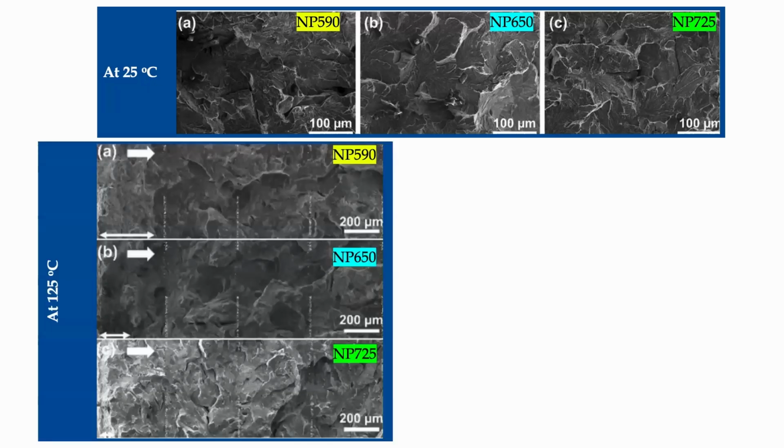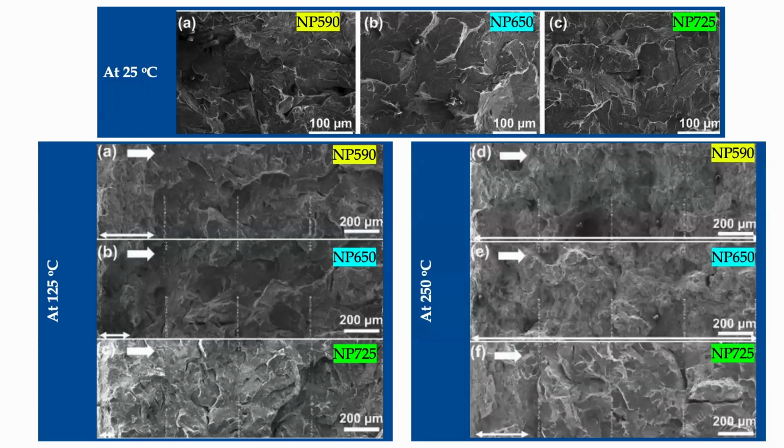But at 125 degrees Celsius, we can see the ductile region. This double-headed arrow is showing the ductile region, and this arrow is showing the crack propagation direction. We can see the smallest ductile region in the case of NP 725, that is treated at 725, and the biggest in the case of 590. One more thing is, at high temperature, the slip systems of cementite get activated. That is the reason why we are seeing higher impact energy at NP 590 condition, and smaller in the case of NP 725.